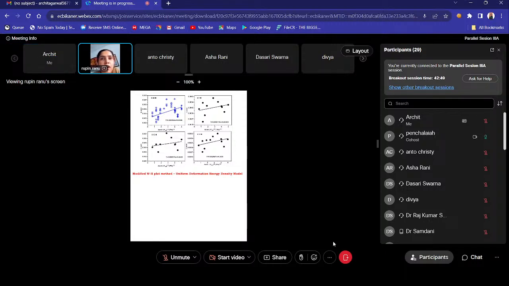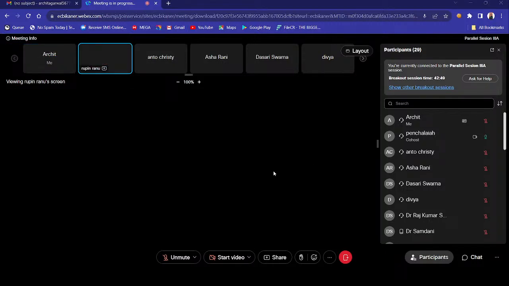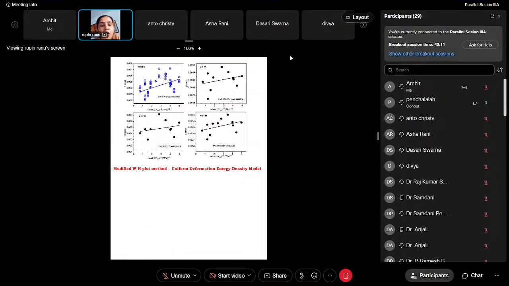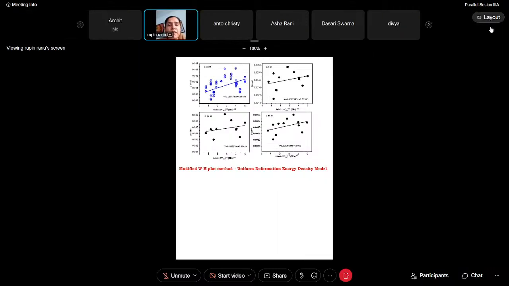volume. It is also called strain energy density. And this energy dissipated should also be considered during the calculation of crystallite size as well as the microstrain. Hence, this model is basically in terms of energy density, and one can use it to calculate the dislocation density of a sample by using this Williamson-Hall uniform deformation energy density model.